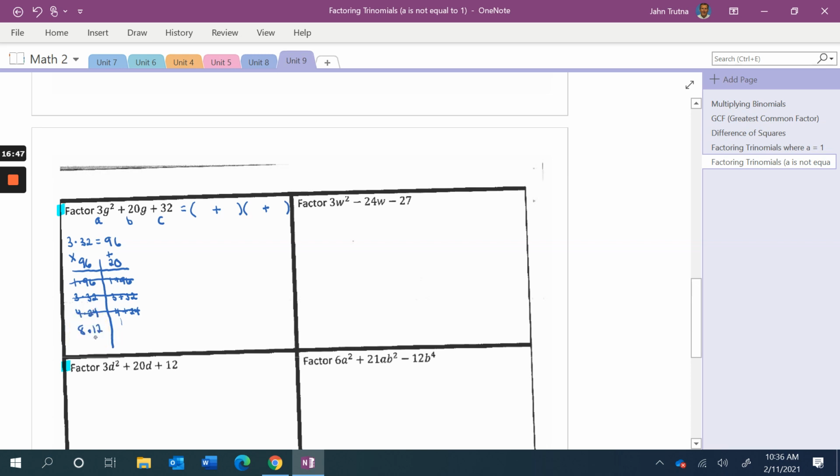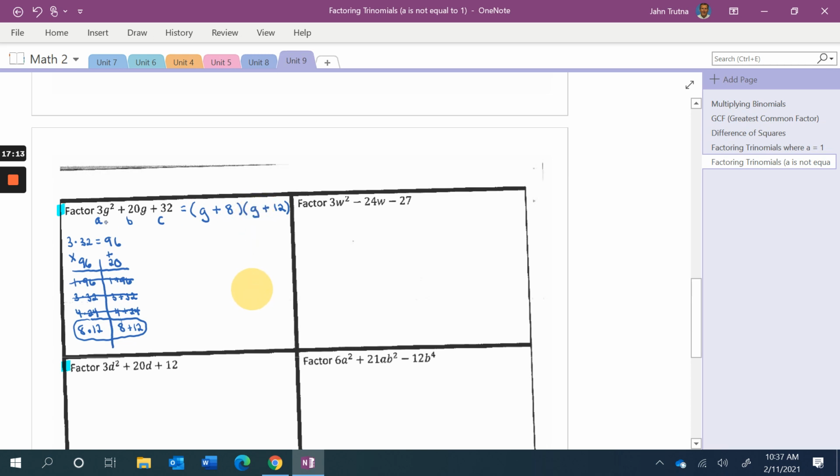8 multiplied with 12, that multiplies to 96. Oh, and look at this. 8 added with 12, that adds to 20. Therefore, I have found my factored numbers here. So I'm going to have a plus 8. I'm going to have a plus 12 in my quantity factors. My variable is g, so I'm going to have a g plus 8, a g plus 12.